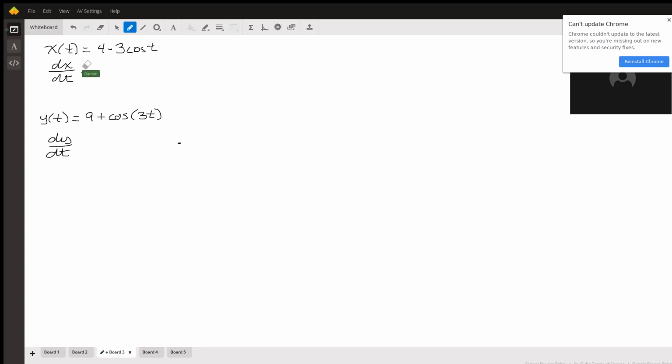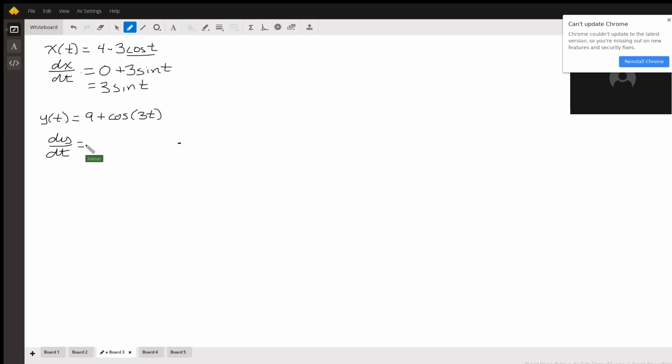So dx/dt, the derivative of the number 4 is 0. The derivative of cosine is negative sine. That negative is going to run into my other negative out here, so I get positive 3 sine of t. So I just get 3 sine of t.